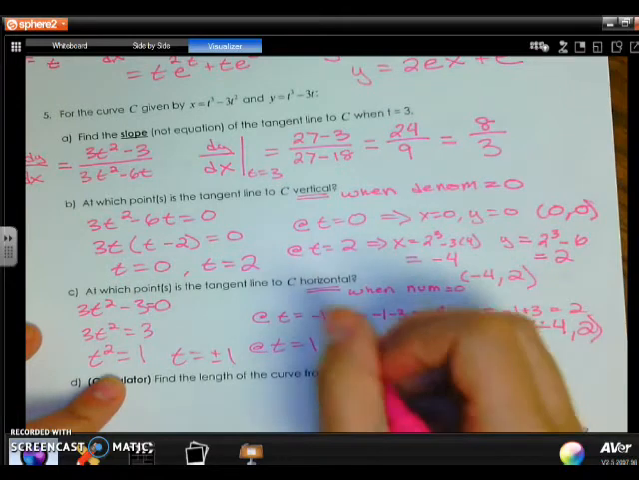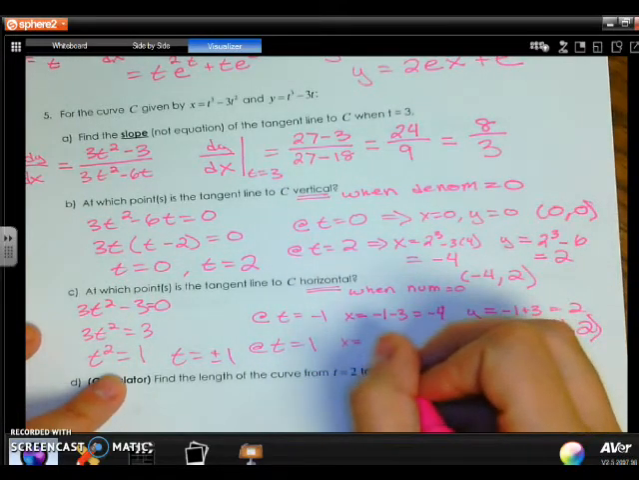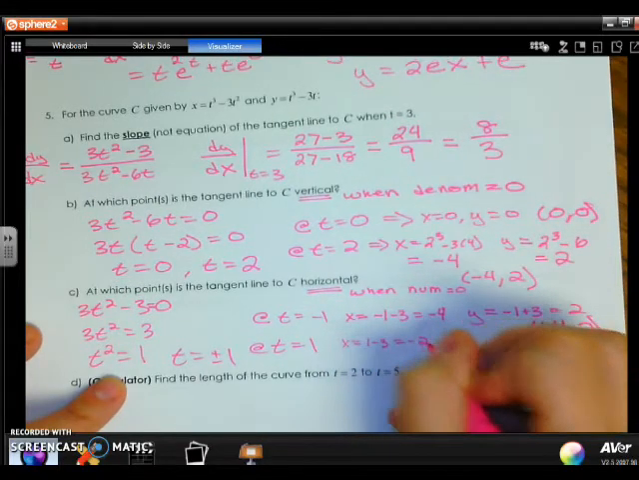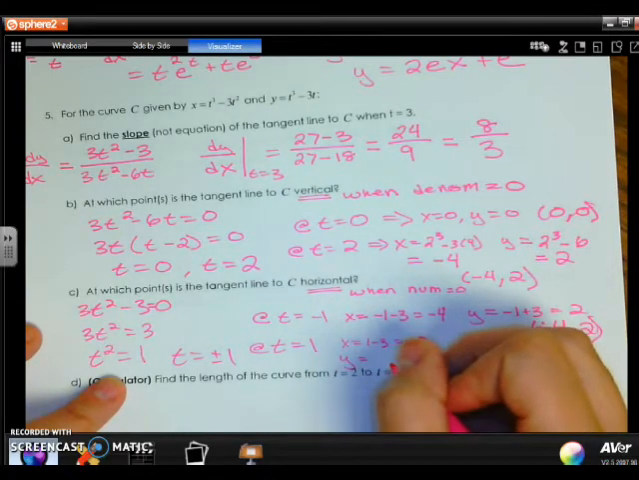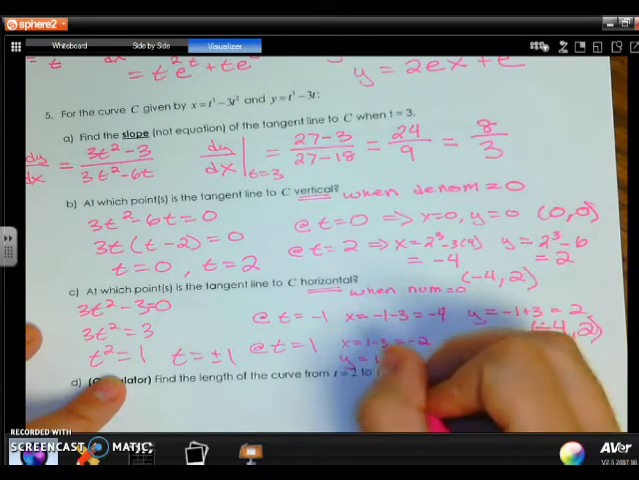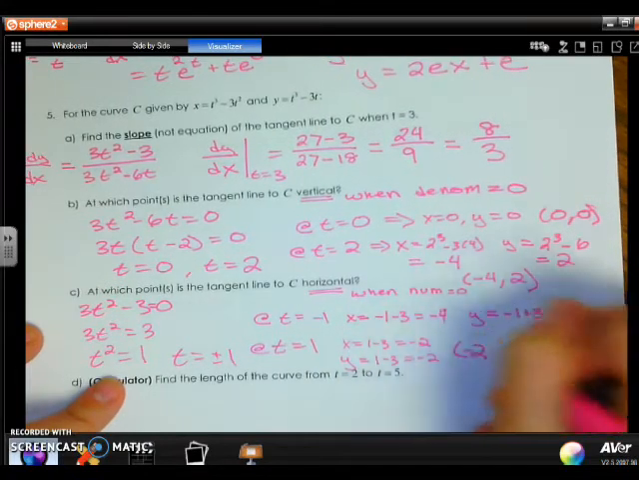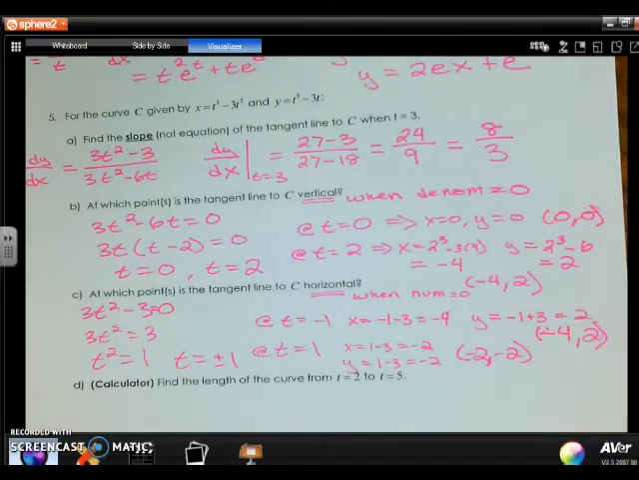And at positive 1, when you plug in a positive 1, you get 1 minus 3. So that's a negative 2. And the y value, when you plug in a 1, you get 1 minus 3. So that's a negative 2 as well. So you just get (negative 2, negative 2). They're not always the same like that, but just happen to be in this pattern.